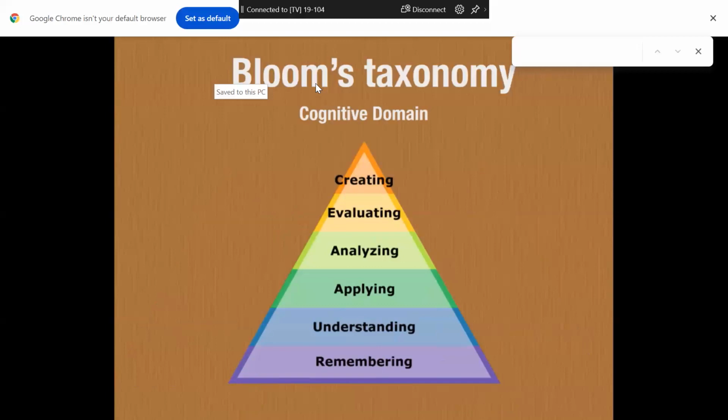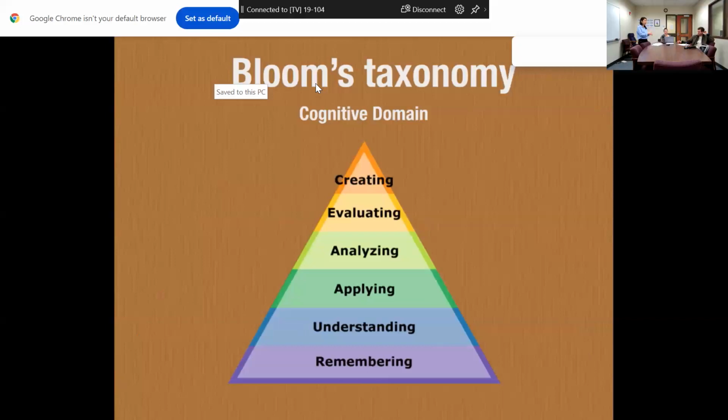One more thing to add is that there are actually two main domains of the revised Bloom's taxonomy, a cognitive domain and a knowledge domain. The focus is almost always on the cognitive domain, which is presented here. And it is the cognitive domain that will help us with developing learning outcomes.